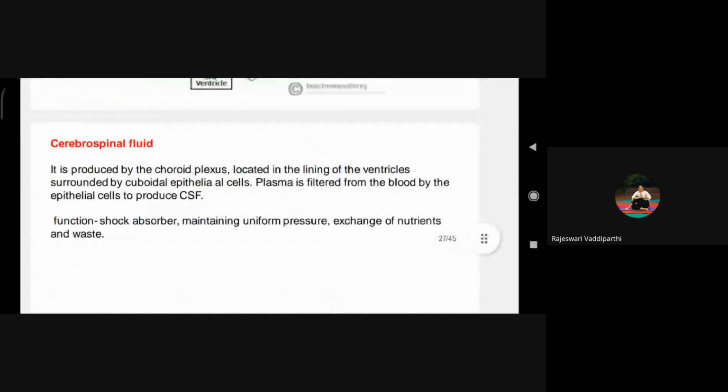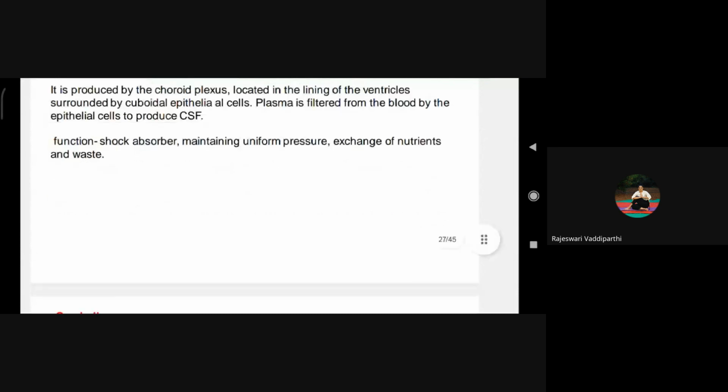It is produced by choroid plexus located in the lining of ventricles, surrounded by cuboidal epithelial cells. Plasma is filtered from the blood by the epithelial cells. Now, functions of cerebrospinal fluid are shock absorber, maintaining uniform pressure, exchange of nutrients and waste. Next part of brain is cerebellum.